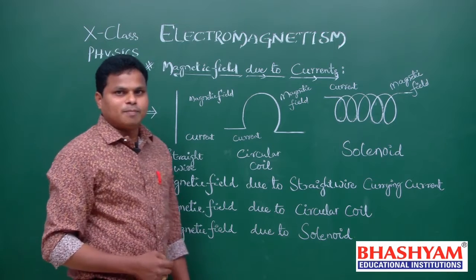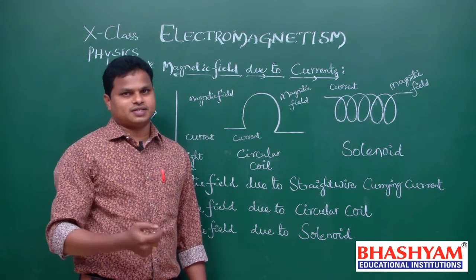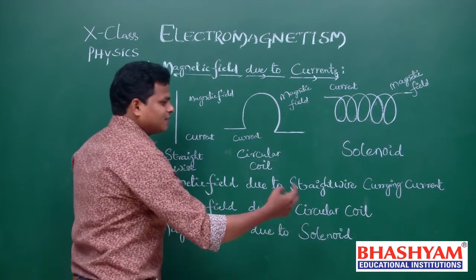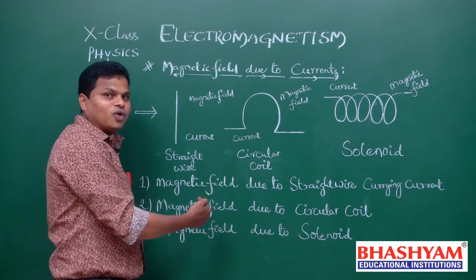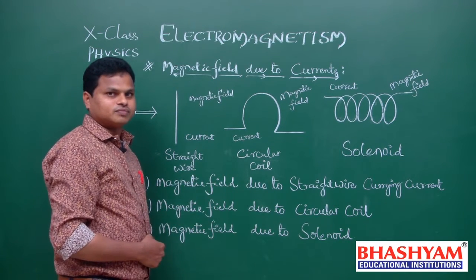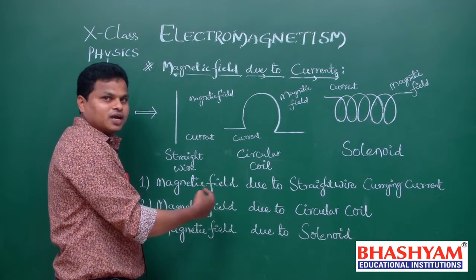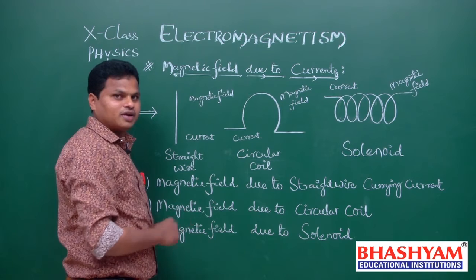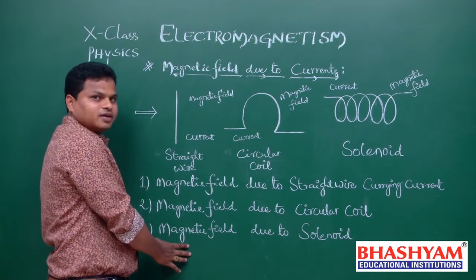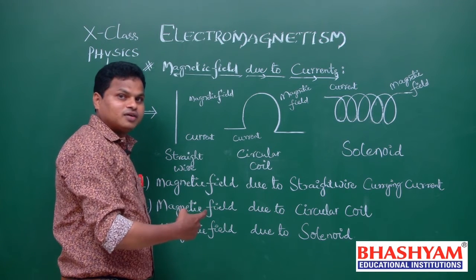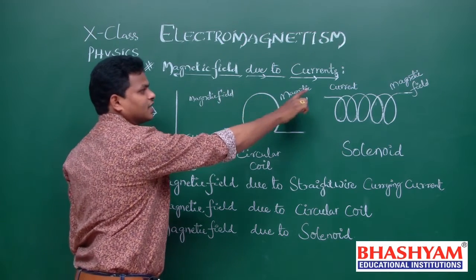We know that a magnetic field is characterized by strength and direction. When current passes through the straight wire, a magnetic field is produced around the wire. Now, what is the direction of the magnetic field? When current passes through the circular coil, the magnetic field is produced around the coil. What is its direction? When current passes through the solenoid, it produces a magnetic field. What is the direction of the magnetic field in the solenoid? This is the meaning of magnetic field due to currents.